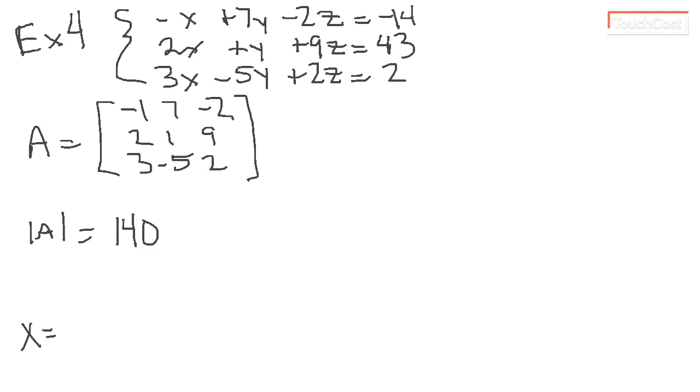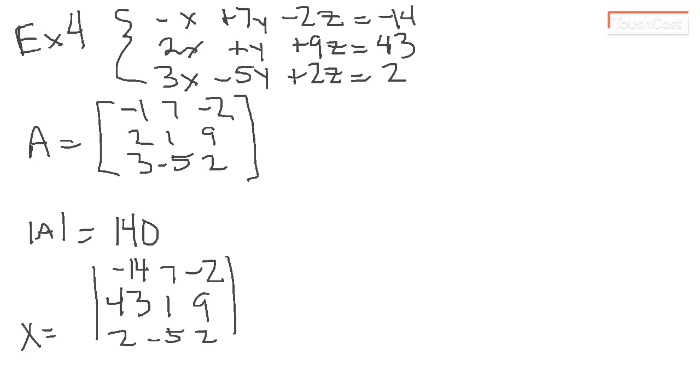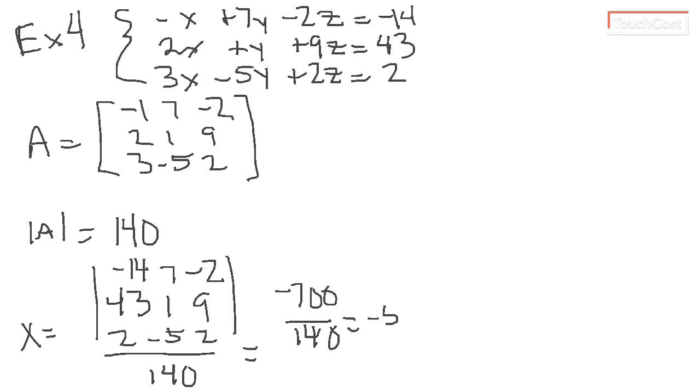which means x is going to equal the determinant of negative 14, 7, negative 2, 43, 1, 9, and 2, negative 5, 2 over 140, and again, I would just use my calculator. This top determinant is going to be negative 700 divided by 140, which is going to give us an x value of negative 5.